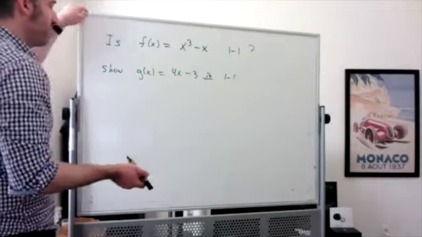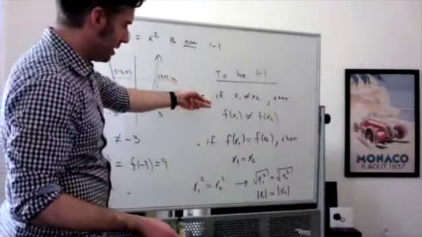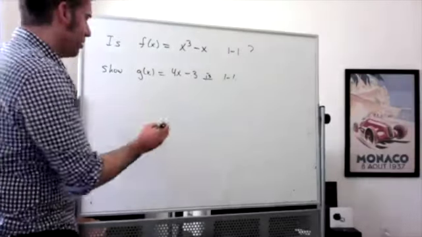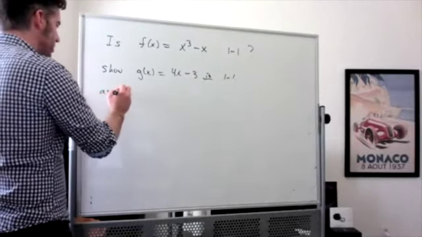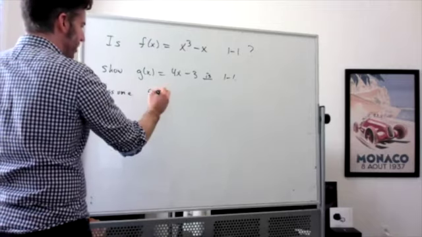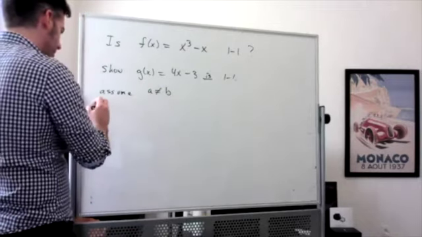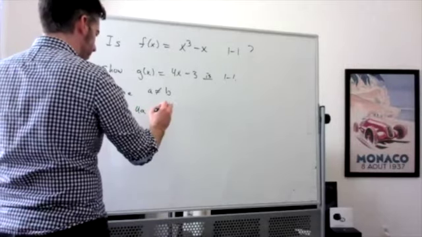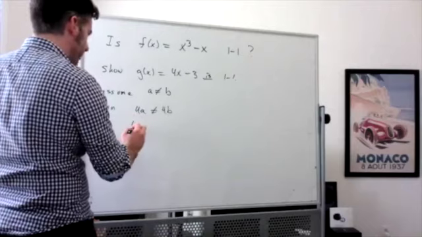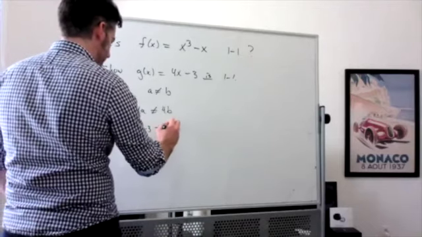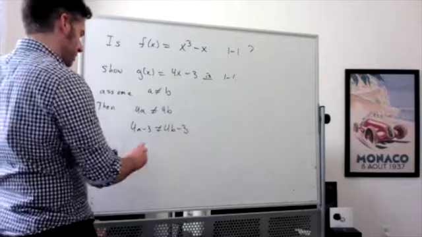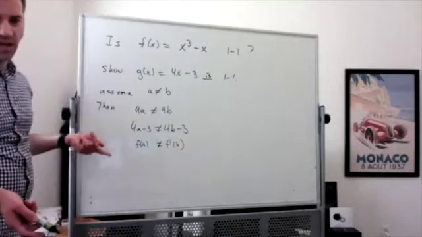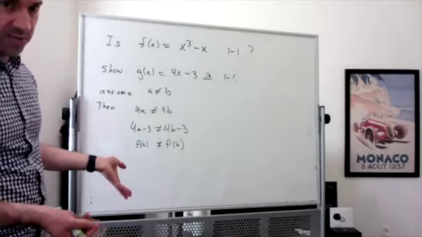But we could also show it by showing that either one of these, right? I often like to use A and B instead of x1 and x2. So we can say, assume A is not equal to B. Then 4 times A is not equal to 4 times B. And 4 times A minus 3 is not equal to 4 times B minus 3. Which means that f of A is not equal to f of B. To me, this feels kind of weird.